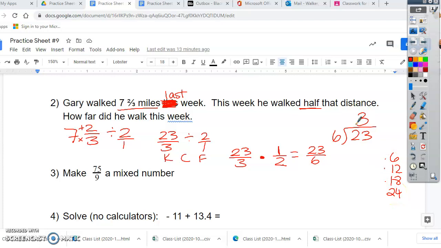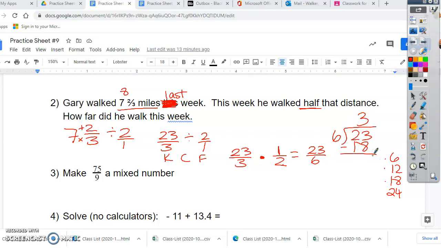Well, look over here. What am I taking half of? 7 and something. So if you think about it, what's half of 8? Well, half of 8 is 4. My answer is going to be just a little bit less than 4. So I know I'm on the right track here. Okay? 3 times 6.